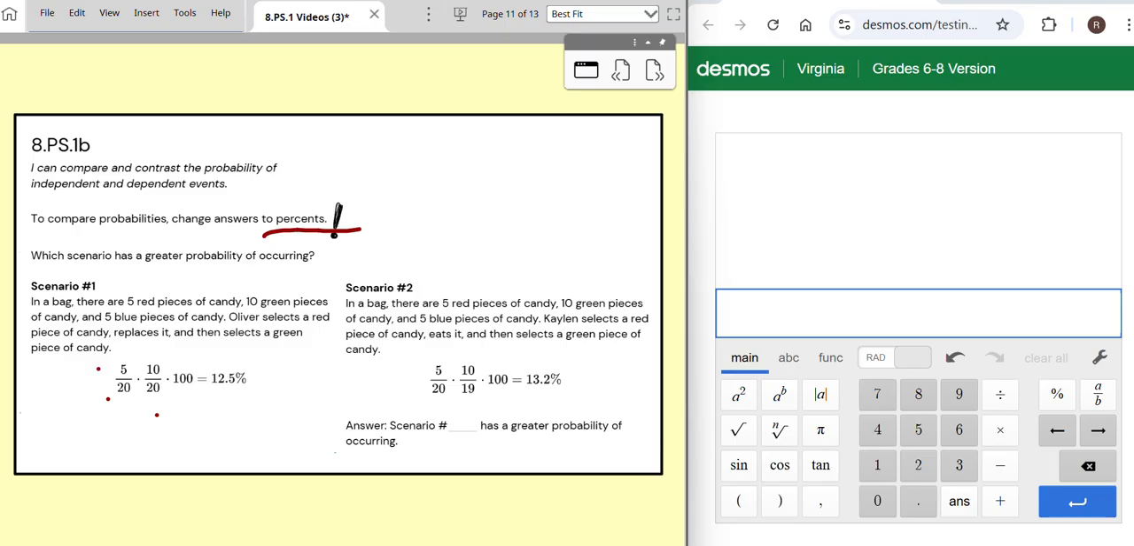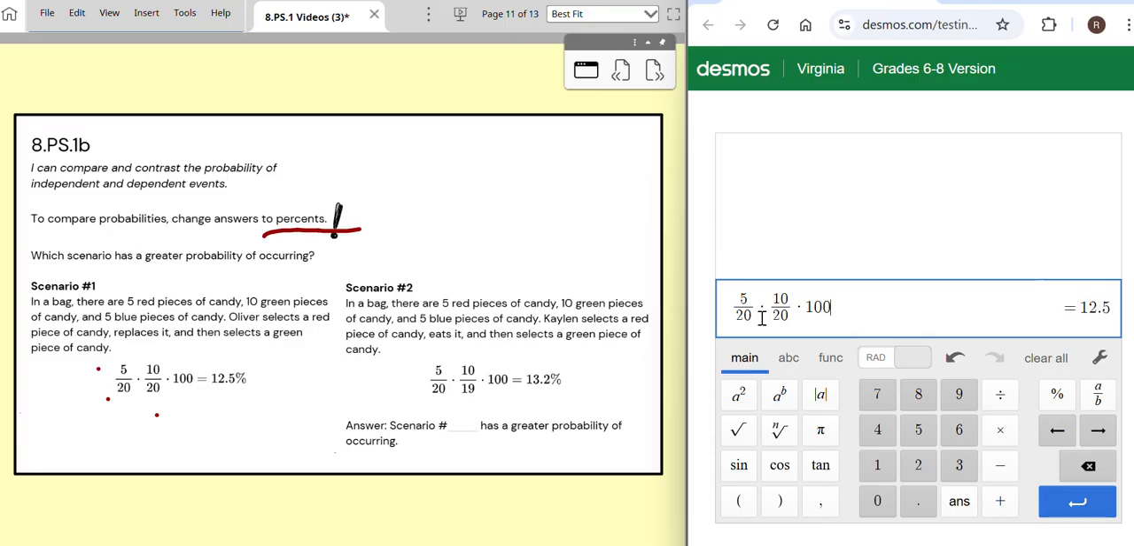This is independent probability. And then wants a green. Well, there are 10 possibilities of green. If you type that directly on one line in Desmos, which I will do just to show you, 5 divided by 20, then multiplied by 10 divided by 20, and I'm going to compare, so let's make it a percent. By multiplying by 100, I get 12.5% that might happen.